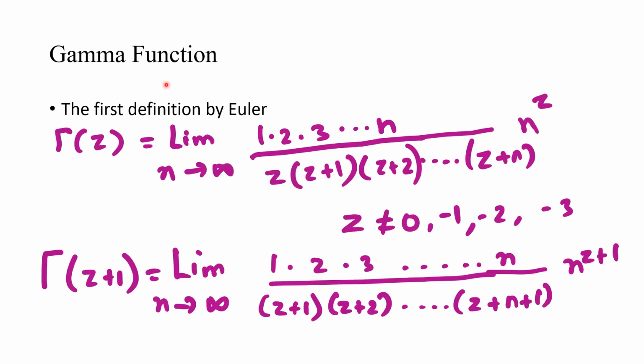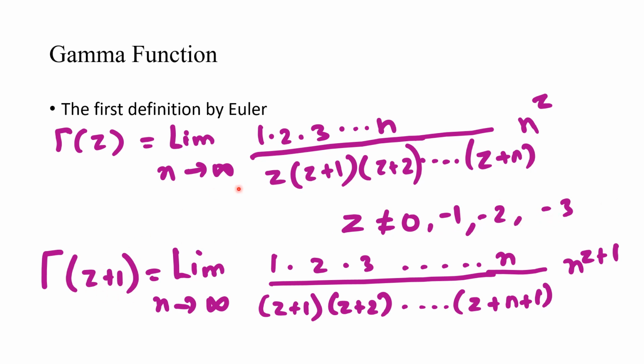Now, let us go to the first definition by Euler, that is gamma z is equal to the limit n tends to infinity of 1, 2, 3 up to n times n^z divided by z(z+1)(z+2) up to (z+n), such that z is not equal to 0, minus 1 and so on.